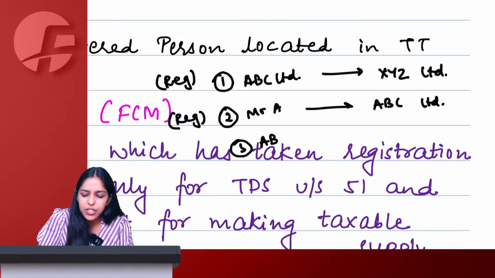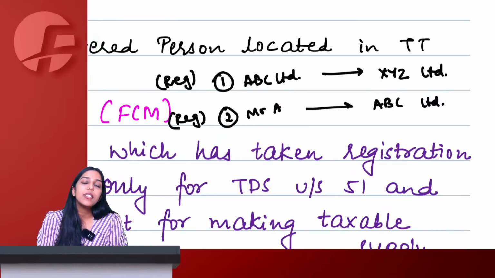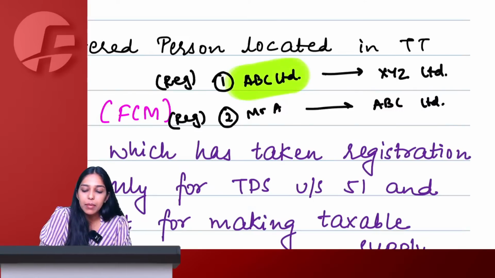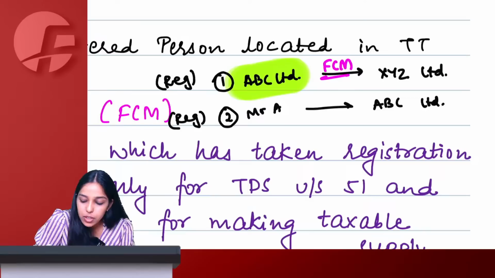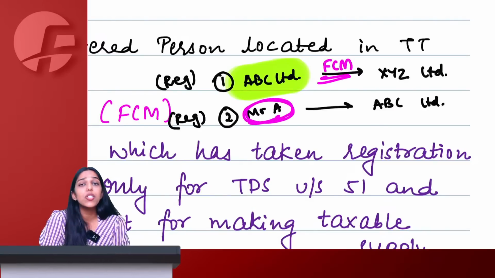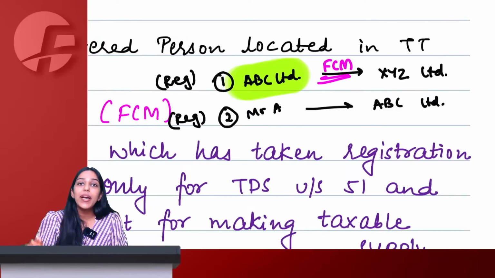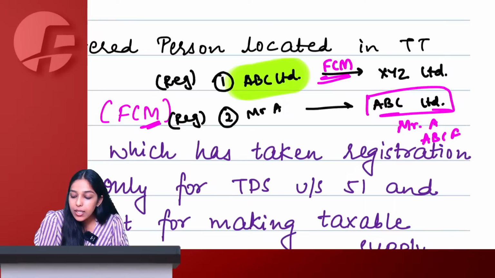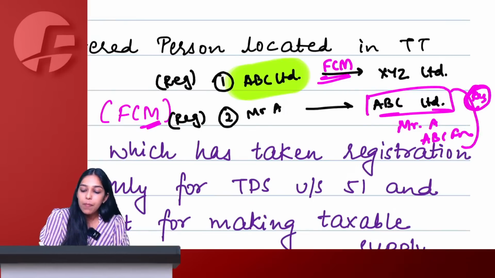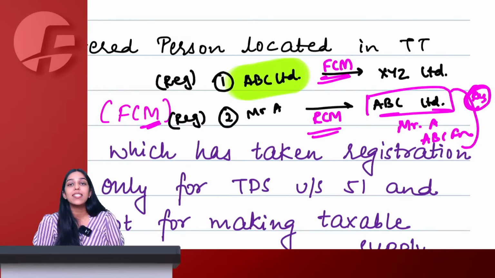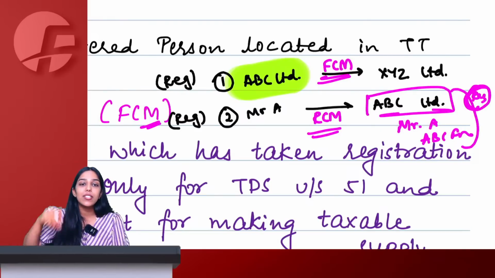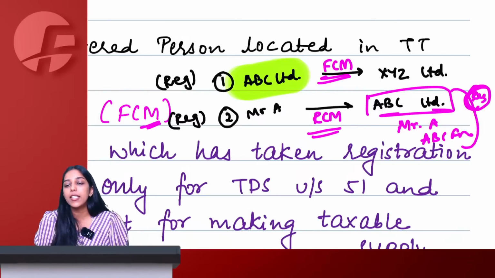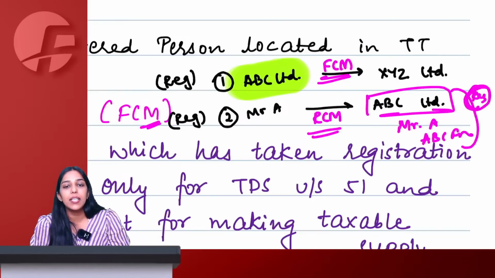Chalo, 2 questions are enough. So you first have to see that the supplier is not a body corporate. In question number 1, the supplier is a body corporate. Matter closed here only. This will be taxable under forward charge mechanism. In question number 2, my supplier is not a body corporate. The supplier is an individual providing services to a registered person. Whether this is ABC Limited, Mr. A, or a firm doesn't matter as long as they are all registered under GST. They will all be liable to pay tax under reverse charge mechanism because the supplier is not a body corporate. Registration has to be seen on the part of the recipient, and on the part of the supplier you have to see that he or she is not a body corporate. So the first case is FCM and the second case is RCM.